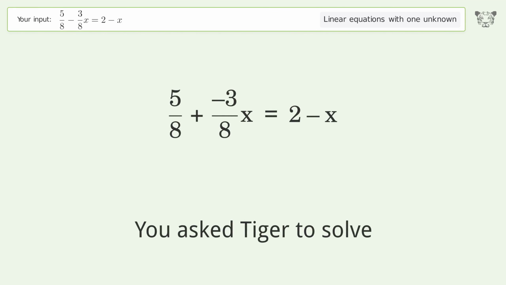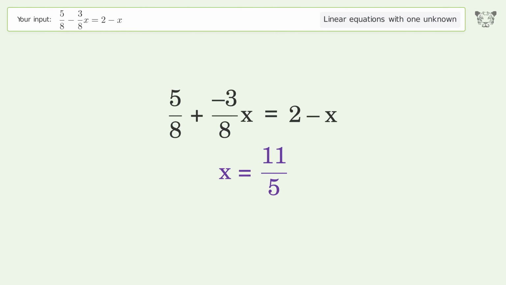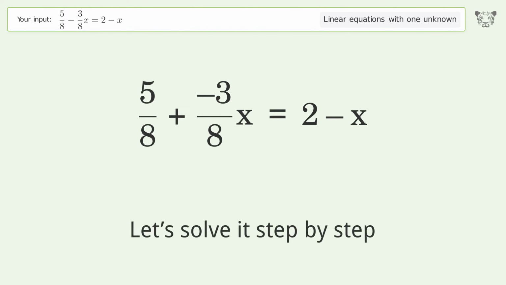You ask Tiger to solve. This deals with linear equations with one unknown. The final result is x equals 11 over 5. Let's solve it step by step.